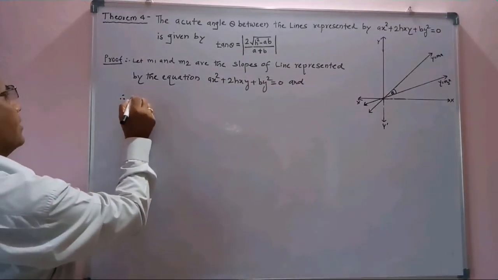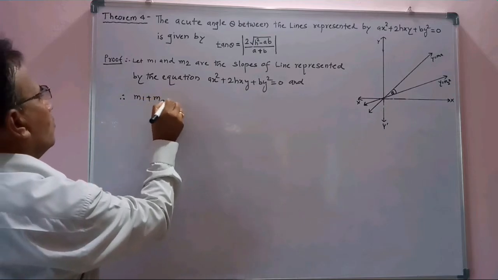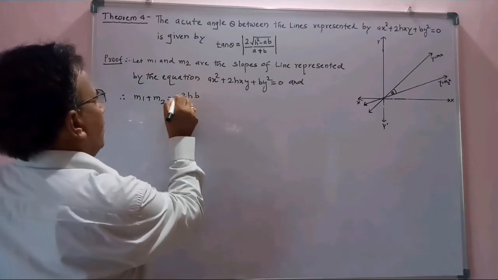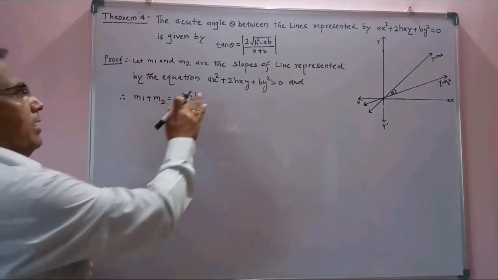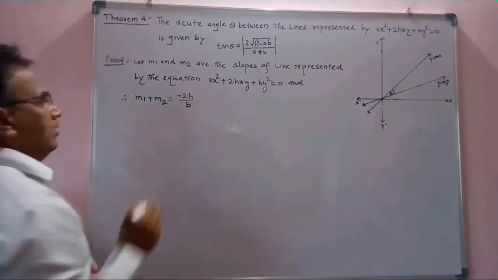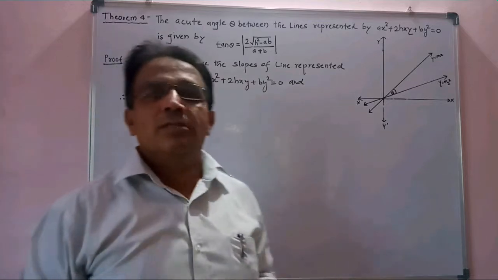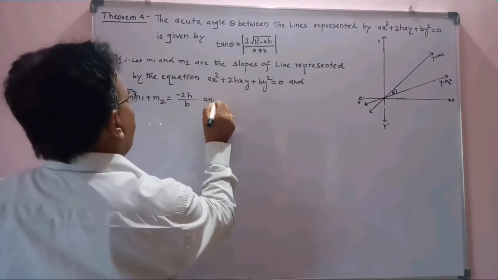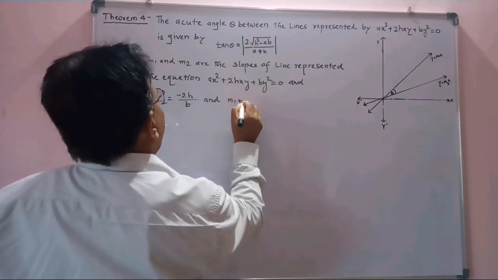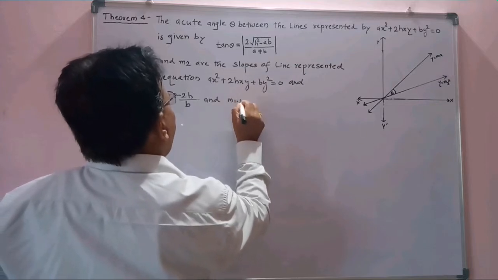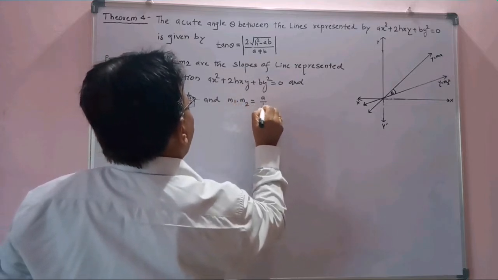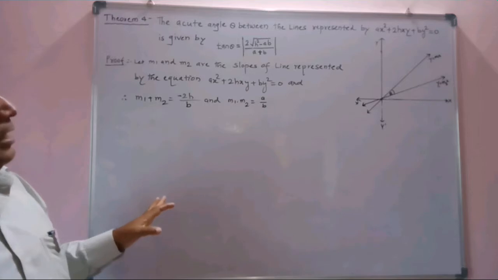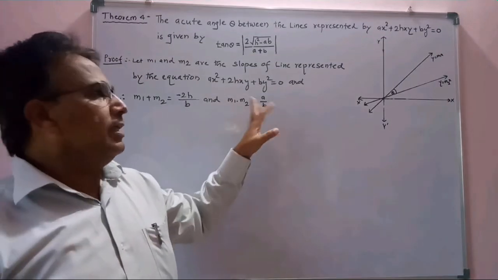Therefore the first condition is the sum of the two slopes, m1 plus m2 equal to minus 2h divided by b. This is the sum of the two slopes, where the first slope is m1 and the second slope is m2. And the product of the two slopes, m1 into m2, is a by b.